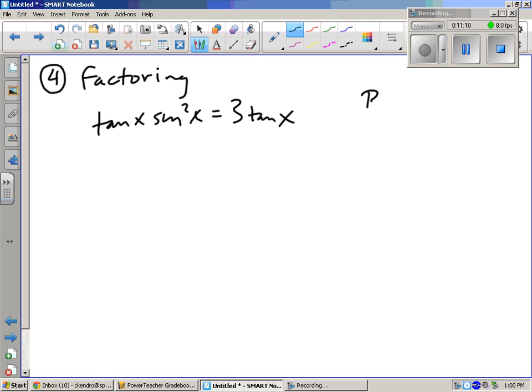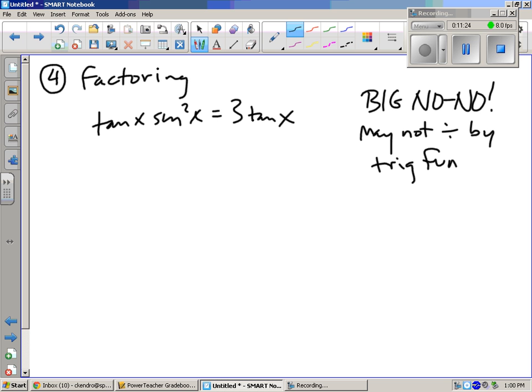Okay, the first thing I want to tell you is about the big no-no. You may not divide by trig functions. Okay, if you do that, you lose some of your answers. Like this problem, it looks like we should be able to divide both sides by tangent of x. But if you do that, you lose that value for the tangent. So instead, we're going to get them on the same side.